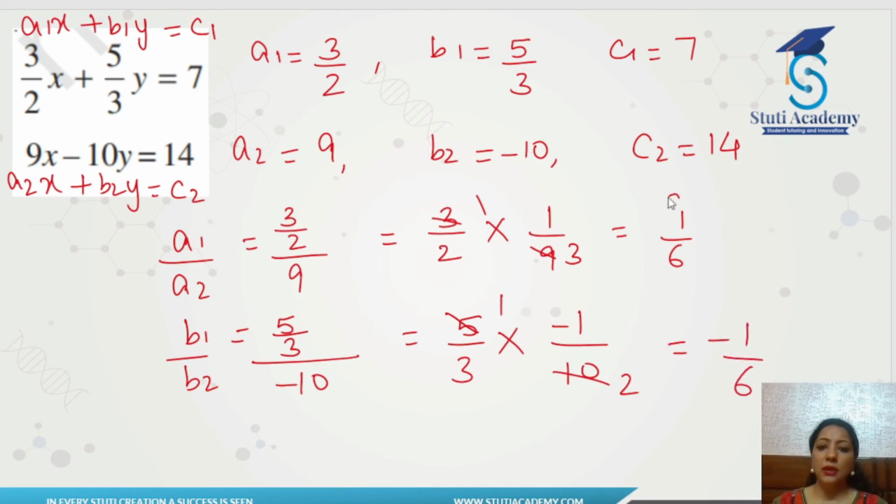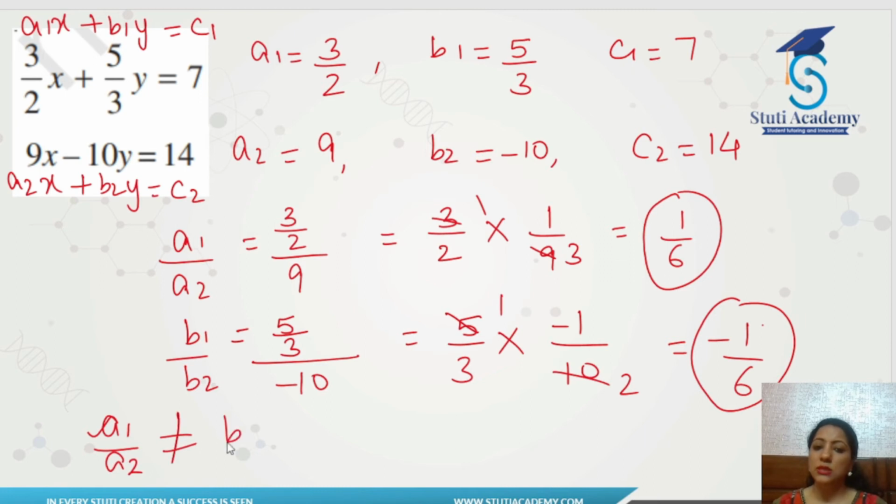Now please observe here, a1 upon a2 and b1 upon b2, they are not equal. They are not equal, so that's the case of unique solution. So we will say that the given equations, they have exactly one point in common. They have exactly one solution. That's the case of unique solution.